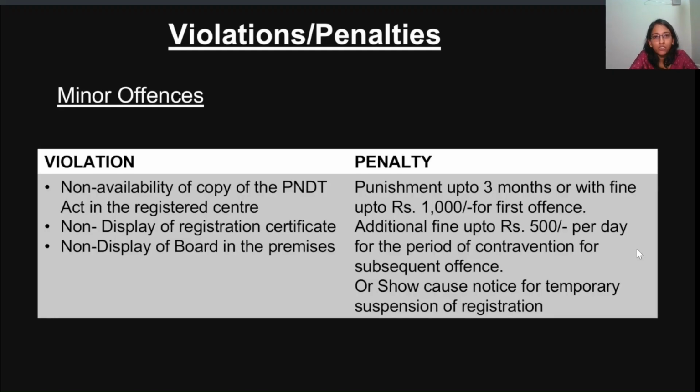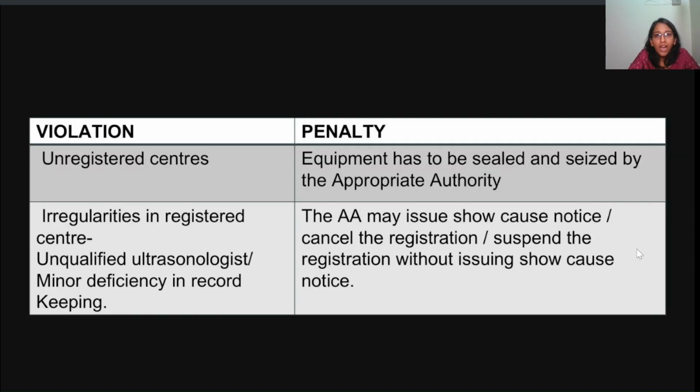If all the display things are not available, it's a minor offense. Punishment is up to 3 months or a fine of up to 1,000 rupees for the first offense, and an additional fine of up to 500 per day till you correct the offenses. And a show cause notice can be given for temporary suspension of registration also. So if minor offenses are done, then even a show cause notice, which is like a warning notice, can be given. And now we have other minor offenses.